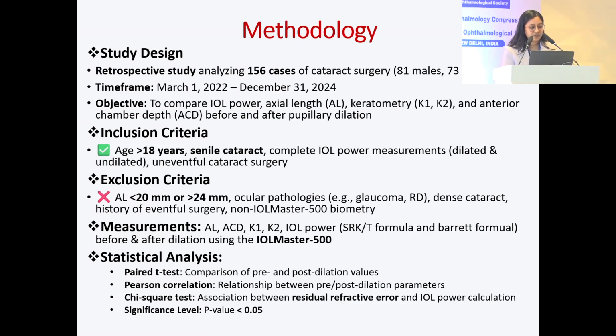Exclusion criteria were axial length less than 20 mm or more than 24 mm, and ocular pathologies such as glaucoma, retinal detachment, dense cataracts, etc. Measurements were done for axial length, anterior chamber depth, K1, K2 and IOL power, both before and after pupillary dilatation in the same patient using IOL Master 500.